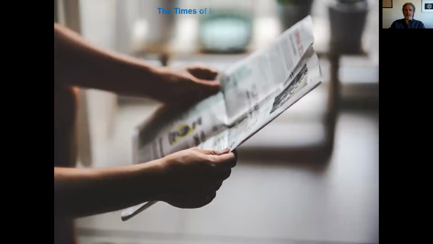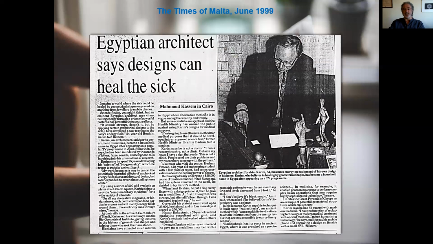Now, I do want to get a little bit into how I met biogeometry. It happened in June 1999 when I was reading the main newspaper of Malta, the Times of Malta, and suddenly this story came in front of me. It said, "Egyptian architect says designs can heal the sick."